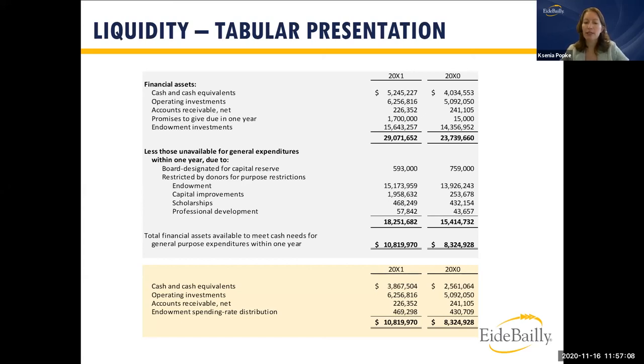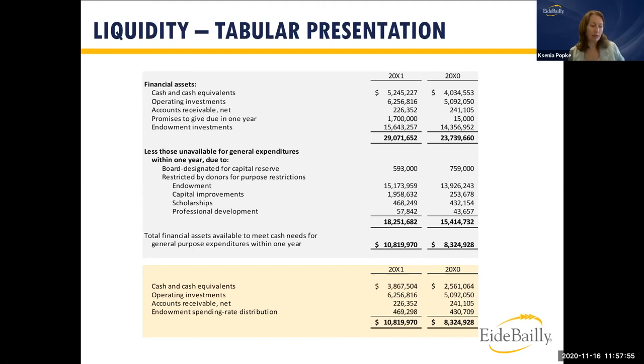The bottom presentation is a more condensed version where, if you were to actually do the math behind these numbers, you would see that cash and cash equivalents available to meet your expenditures in the next 12 months is 3.8 million. Operating investments, none of them were restricted, so the entire amount is being carried forward. Accounts receivable, and the difference here is endowment spending rate distribution. So this number is actually a budgeted distribution that you are relying on based on the spending rate formula from your endowment. So that number is the only forward-looking number in your set of liquidity disclosures.